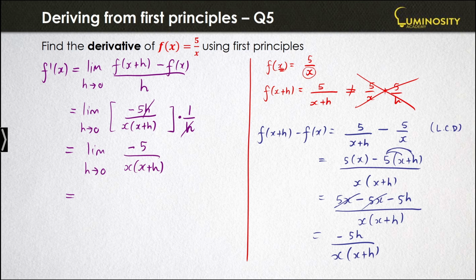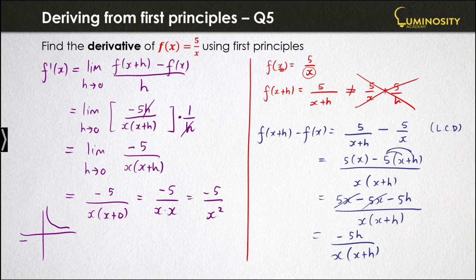Now I can evaluate the limit. So it's negative 5 all over x times x plus 0. Well, x plus 0 is just x, so it's x times x. So it's negative 5 all over x squared. It almost looks similar to the 5 over x, except now there's a negative sign outside the 5. So the gradient of the tangent, which is the derivative, seems to be negative 5 over the x term squared. Just to keep reminding you, putting into context, 5 over x is a hyperbolic function that looks like that.